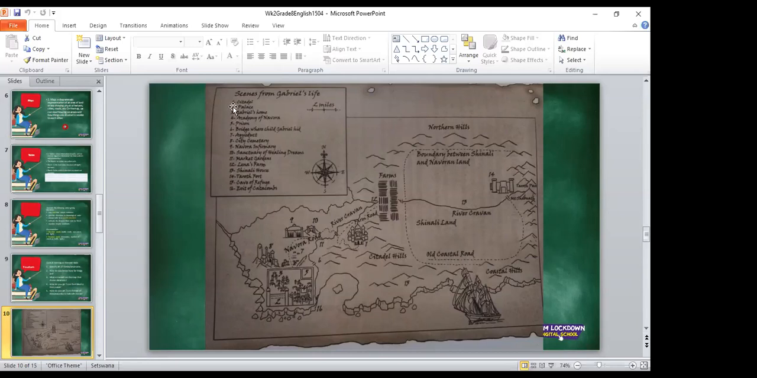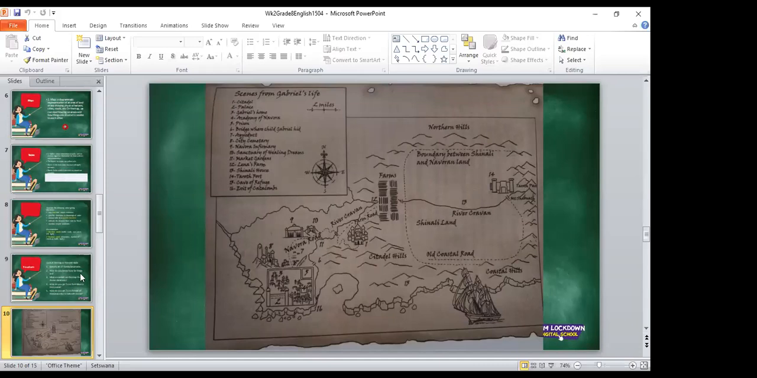So for example, number 1 is Citadel. There it is there. Citadel's number 1. At number 2, we've got the palace. Where is it? There is the palace at number 2. So this is the map that we are going to use for our activity.